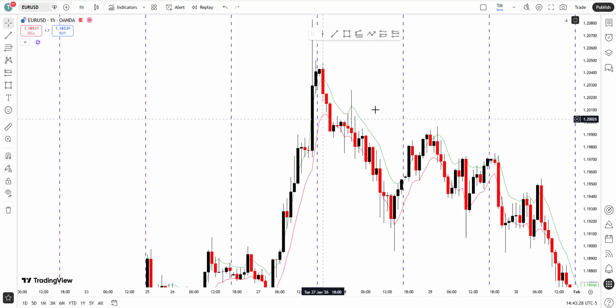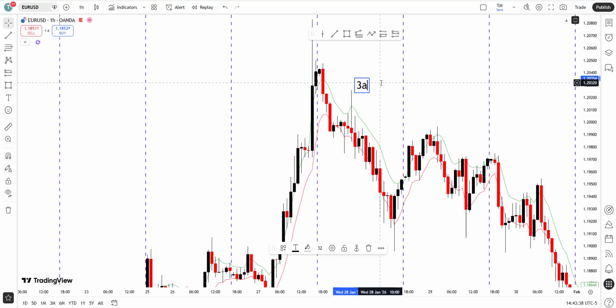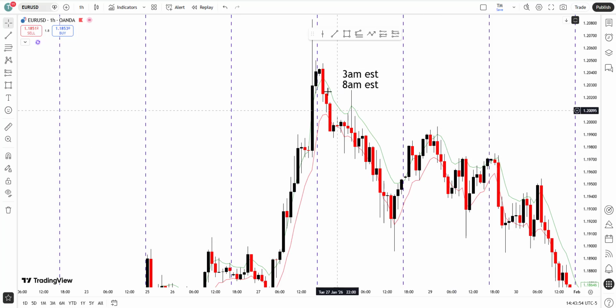So if you are going to be looking for a way to buy, you are going to be looking for the 3 a.m. EST swing of the previous day. So you are going to be marking it, and also marking the 8 EST. This is where you are going to be looking for a buy from the previous day. So if you buy from this swing, believe me, you are a profitable trader. I'm going to say it, you are a profitable trader.